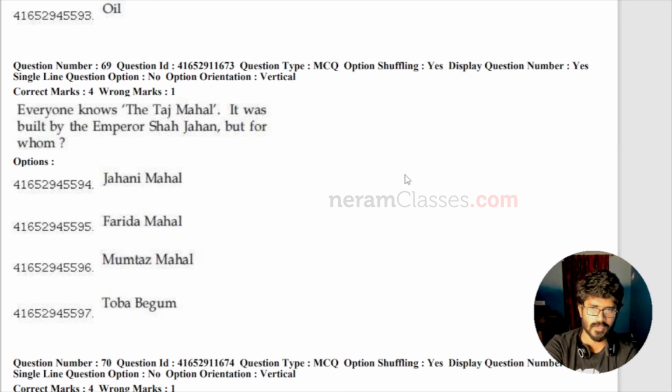It was built by the Emperor Shah Jahan, but for whom? So it's a very simple question. Shah Jahan built this Taj Mahal for Jahani Mahal, Farida Mahal, Mumtaz Mahal. Actually, the original name of Taj Mahal was Mumtaz Mahal. It was built for his wife named Mumtaz. So the answer for this is option 3.